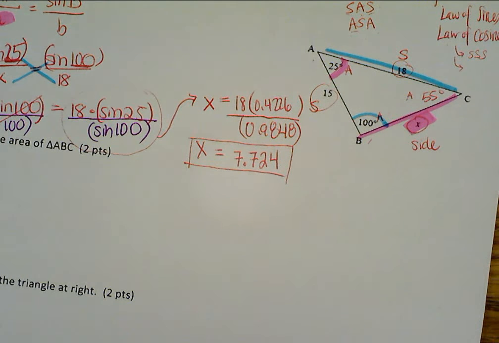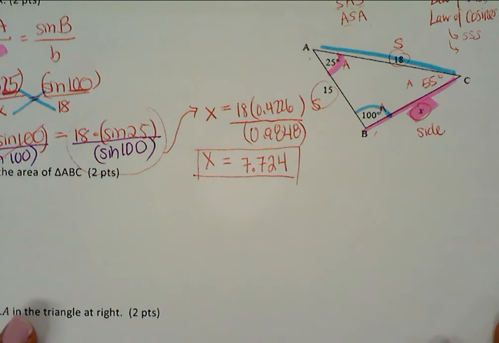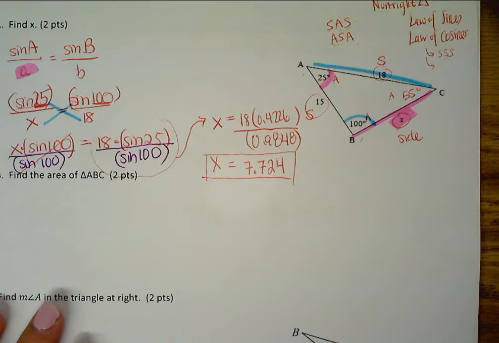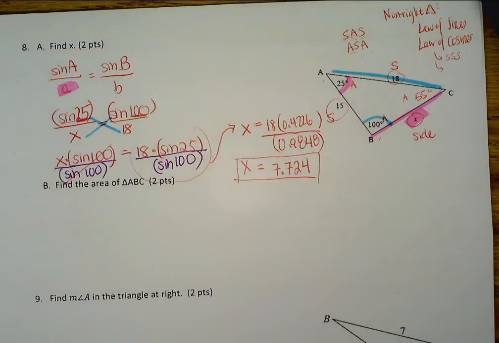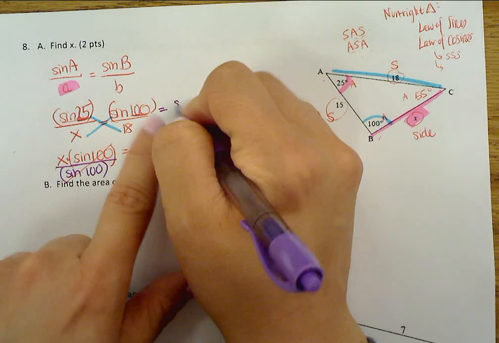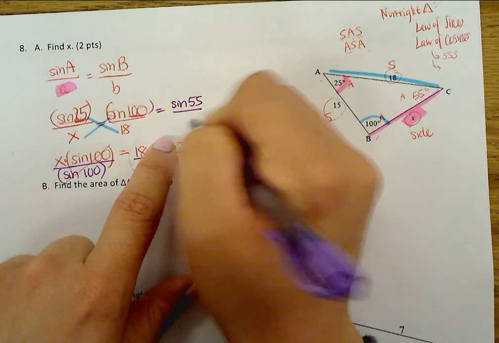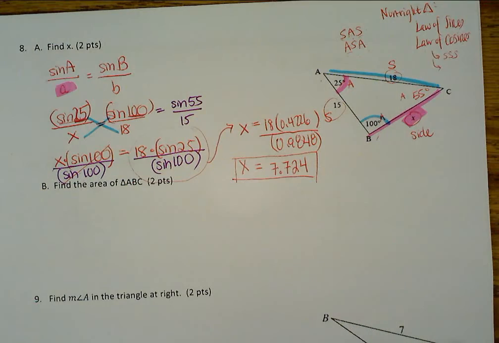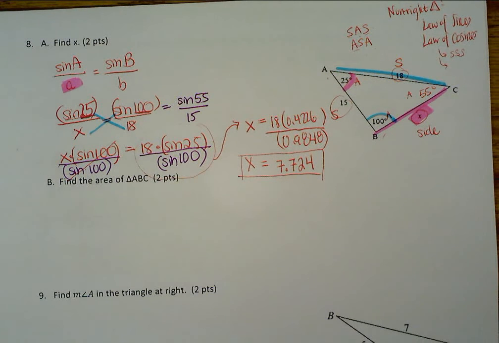You could have used the law of cosines for this. It's a little bit more complicated, but you could very well get the same answer using law of sines. You could have also used, instead of this one, sine of 55 over 15 and still get the same answer.